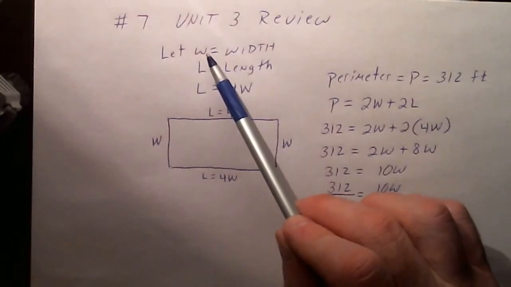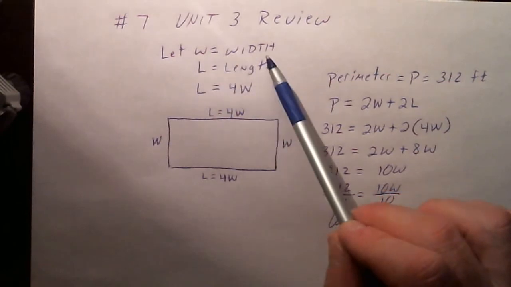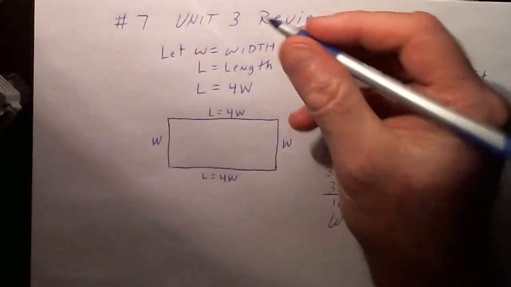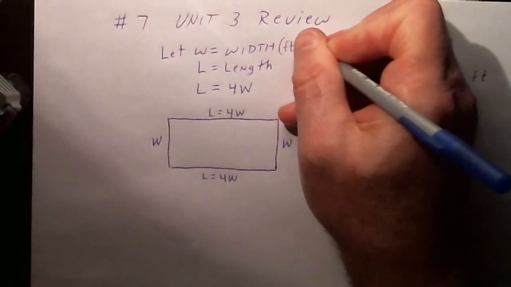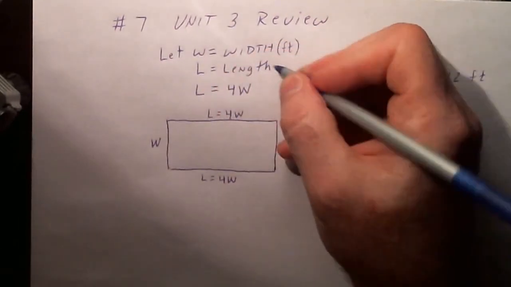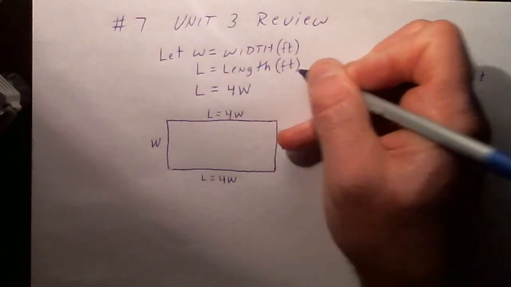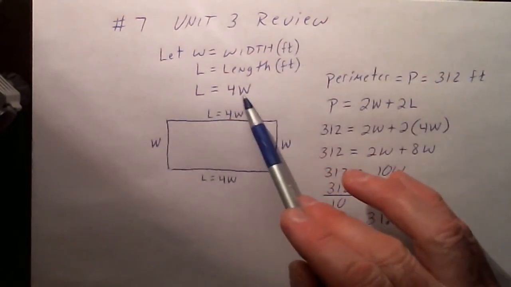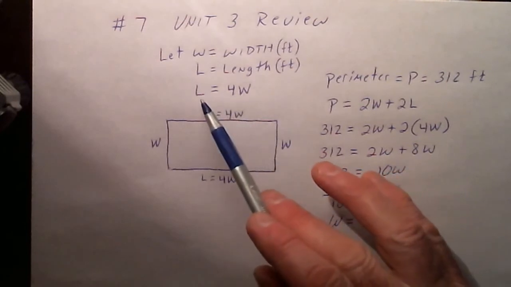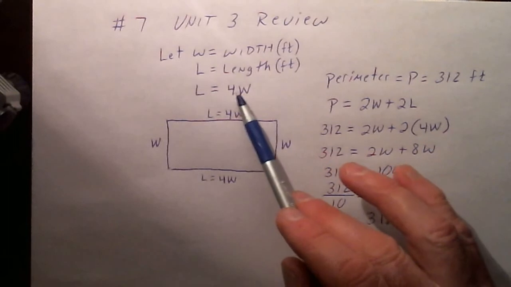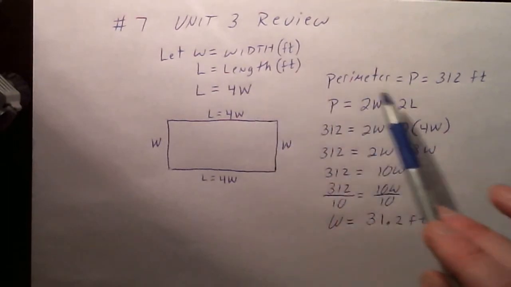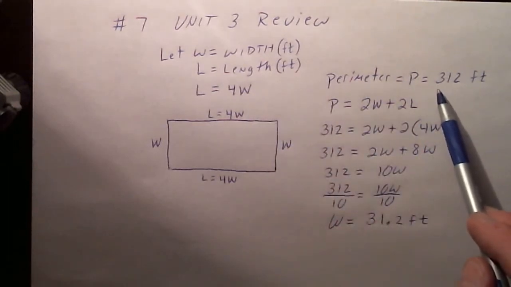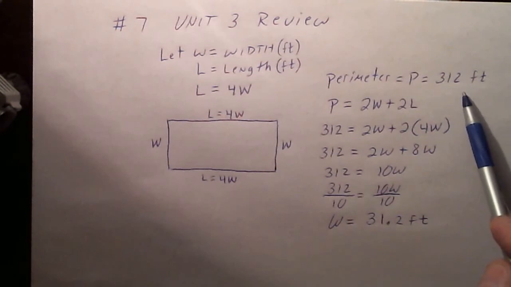So let's start by letting W be equal to the width of the enclosure in feet, and L represent the length also in feet. But it goes on to say that the length is to be 4 times the width. So therefore, we have a very important equation here. Length L is 4 times the width W. But they tell us that the total amount of fence we have to work with is 312 feet.